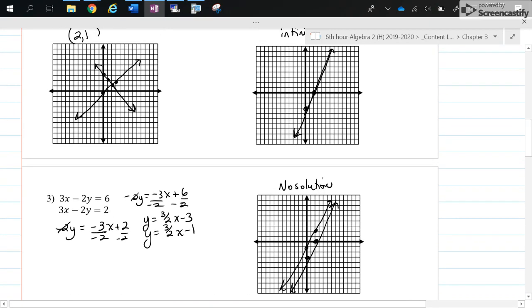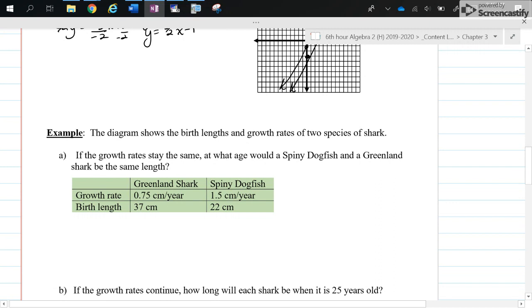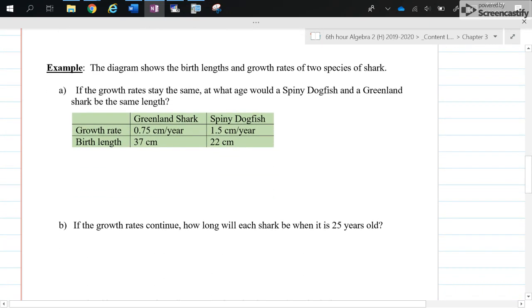So we've looked at the three possibilities, and let's do a little application, and then we'll put it all together. Okay, so the diagram shows birth lengths and growth rates of two species of sharks. So we've got a Greenland shark that has a birth length of 37 centimeters, and grows at a rate of 0.75 centimeters per year. So there's the equation for the Greenland shark.